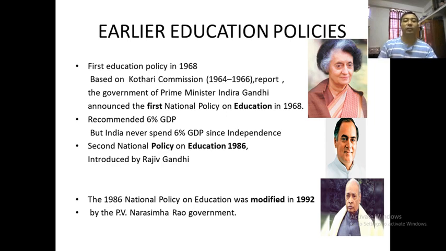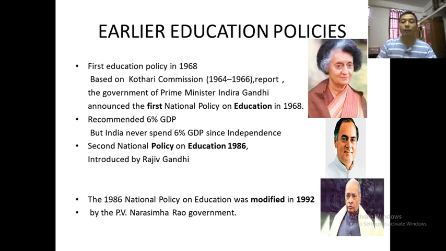The first education policies was introduced in 1968 by the Indira Gandhi government based on the Kothari Commission 1964 to 1966. The Kothari Commission recommended 6% of GDP to be used in education, but India never spent 6% GDP since independence. But in this third education policies, the government has increased to invest 6% GDP in education.